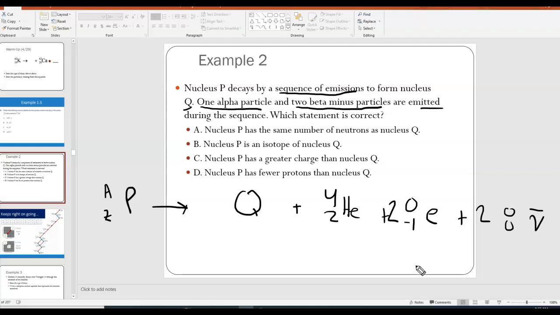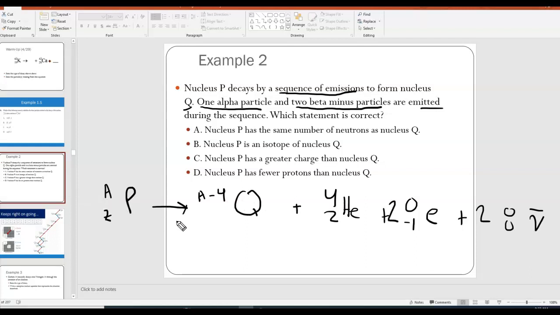Well, I know because of the way the math works in these nuclear reaction equations, that the mass numbers have to be the same on both sides, and the atomic numbers also have to be the same on both sides. Okay, so let's look at the mass number for Q. On the left I have A, and on the right I have something plus 4 plus 2 times 0, which is 0, plus 2 times 0, which is 0. And so the mass number of Q basically has to be a number that when I add 4 to it, I get A. Okay, that means the mass number of Q has to be A minus 4. Because if you take A minus 4 and you add 4 to it, you get A.